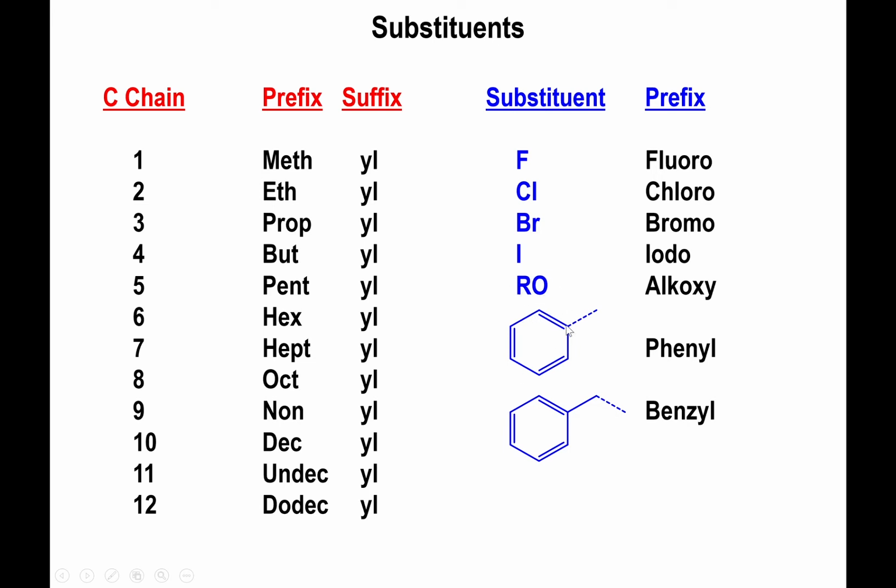If you do have a benzene ring attached to the main parent chain, we refer to the benzene ring as the phenyl group. And if the phenyl group itself is first attached to a CH2, which itself is attached to the parent chain, then this whole fragment is known as the benzyl group.